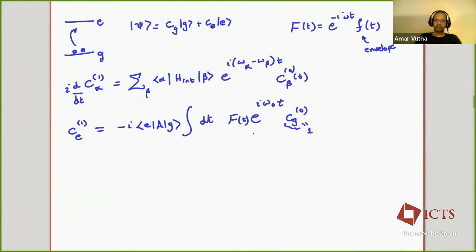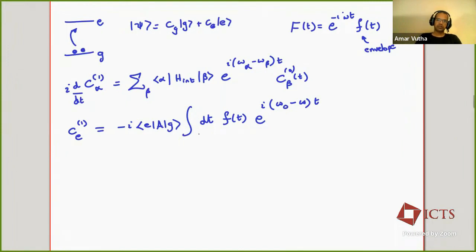So again, if I put that all in and clean up my equations, what I'll find is that this is going to look like the envelope f of t, e^{i(omega naught minus omega)t}. And that's all there is to it.